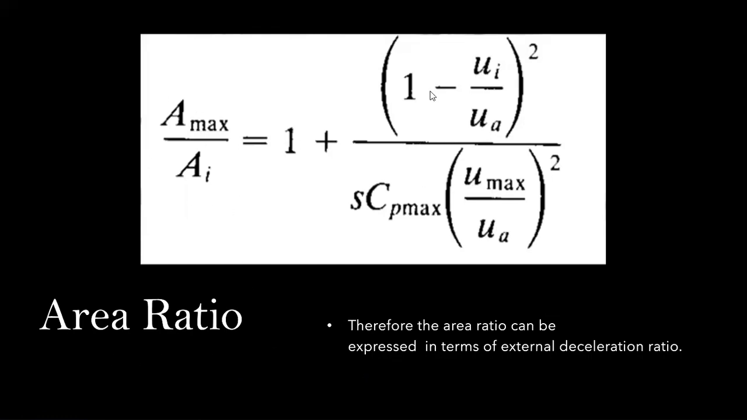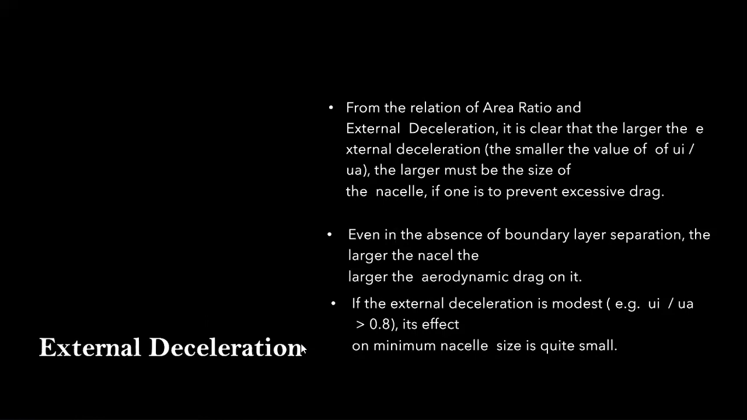So this is the area ratio and this is the deceleration ratio, and A max by Ai is equal to 1 plus (1 minus ui by ua) whole squared divided by S Cp max times (u max by ua) whole squared. This is the relationship between the area ratio and the external deceleration ratio. From the relation of area ratio and external deceleration ratio, it is clear that the larger the external deceleration ratio, the larger must be the size of the nacelle. This is to prevent excessive drag.